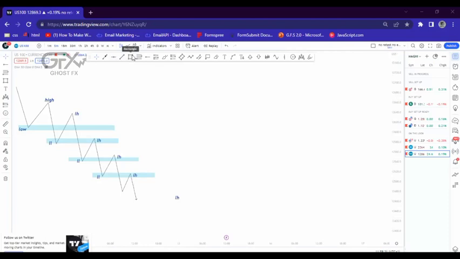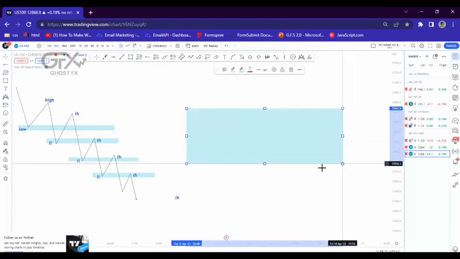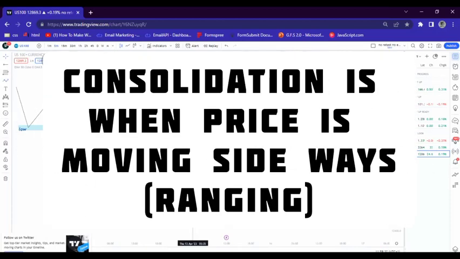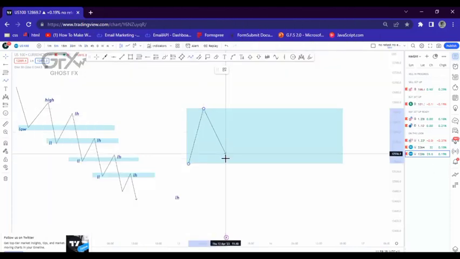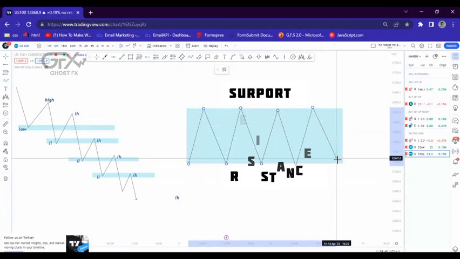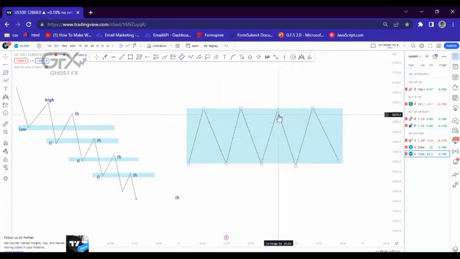Now, consolidation is just where price is moving sideways, and if price is moving sideways inside the box, we just have price hitting the resistance, support, resistance, support, resistance, support, resistance, support. Now, like I always tell you guys, see, a support can always be a resistance, and a resistance can always be a support. So do not misunderstand this stuff.